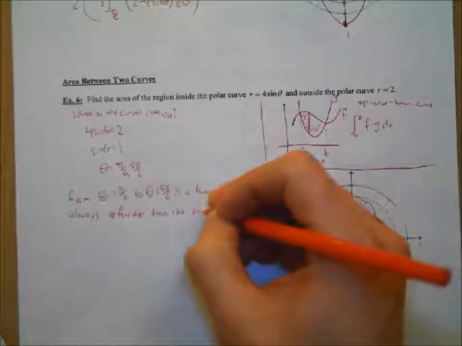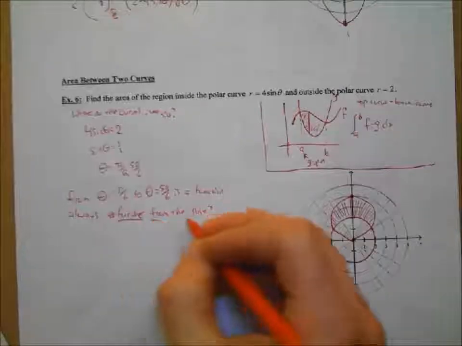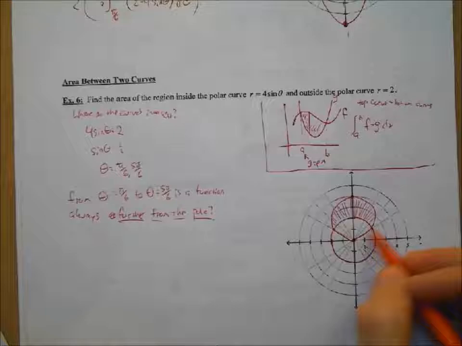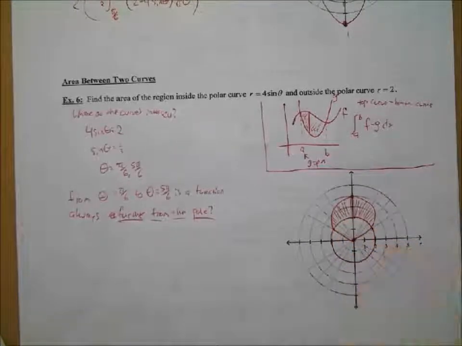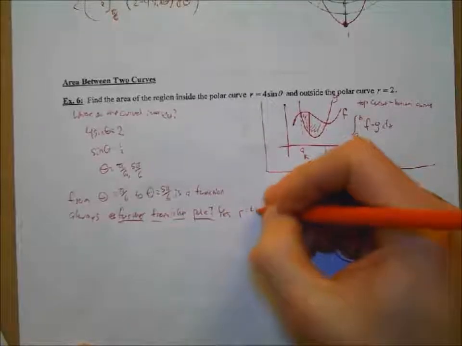So again, outer versus inner, or further versus closer. As we rotate from pi over 6 around to 5 pi over 6, is there a single curve that's always further out than the other curve? And what is that curve? It's the 4 sine theta, yes. r equals 4 sine theta.